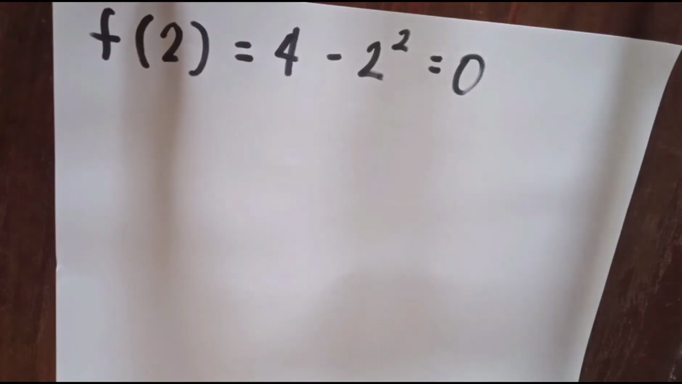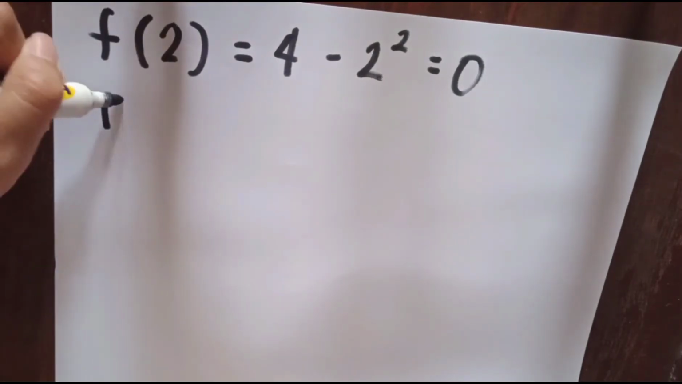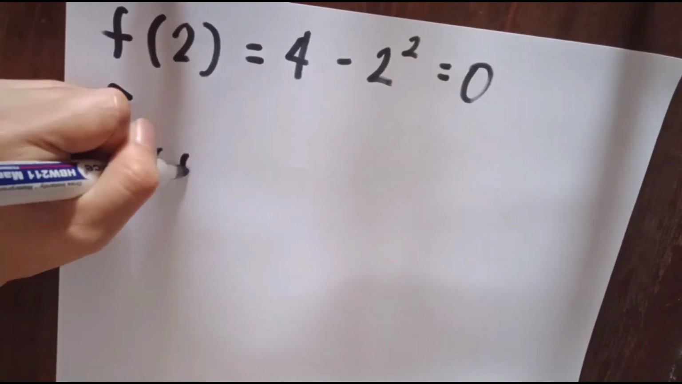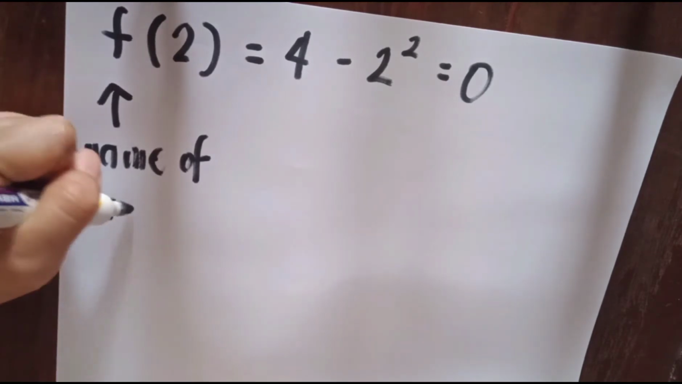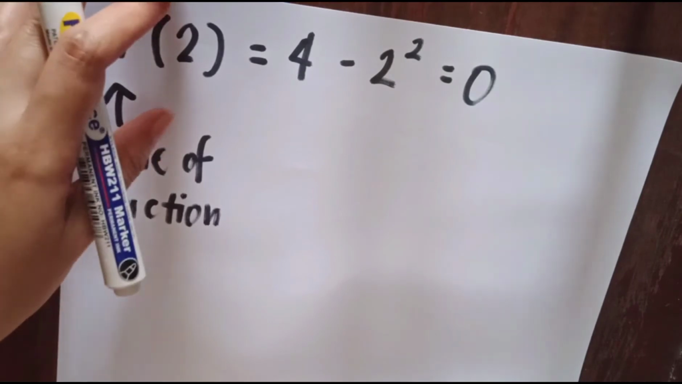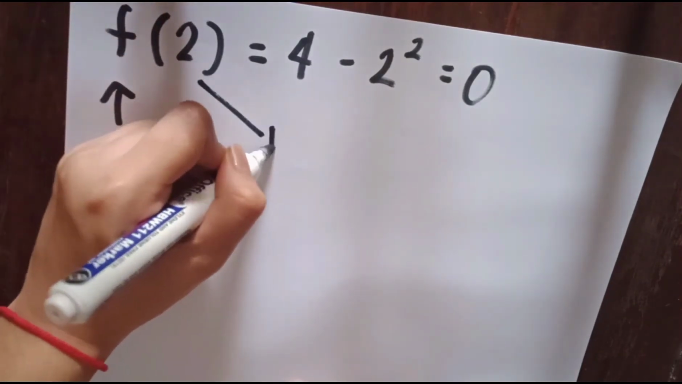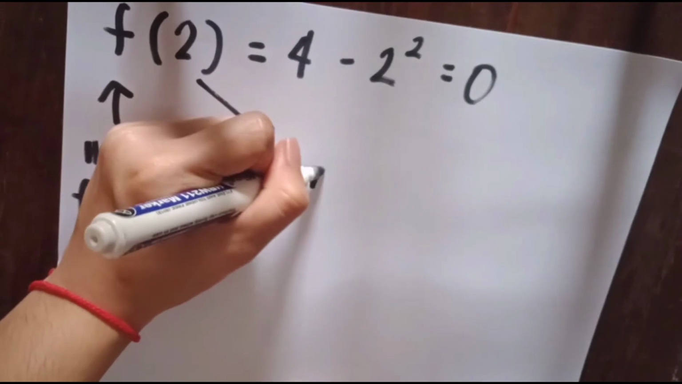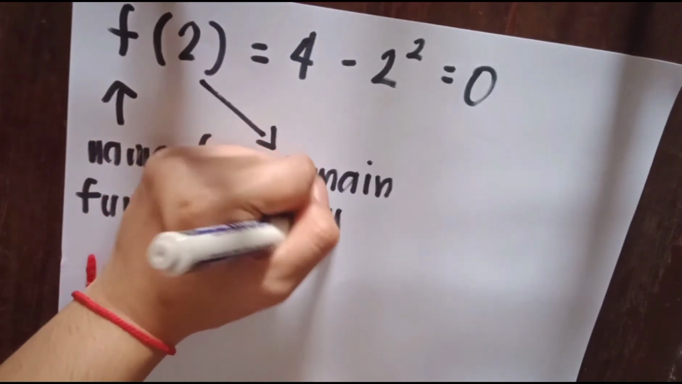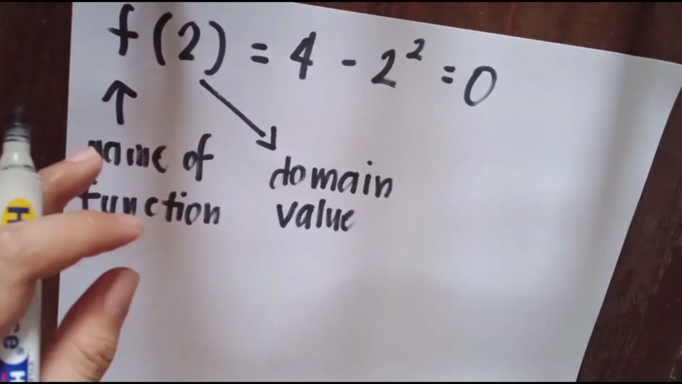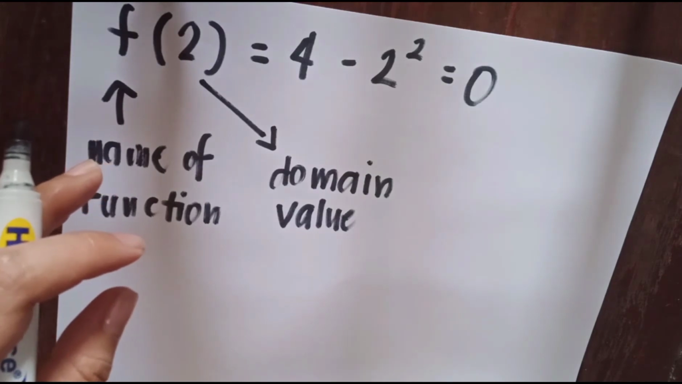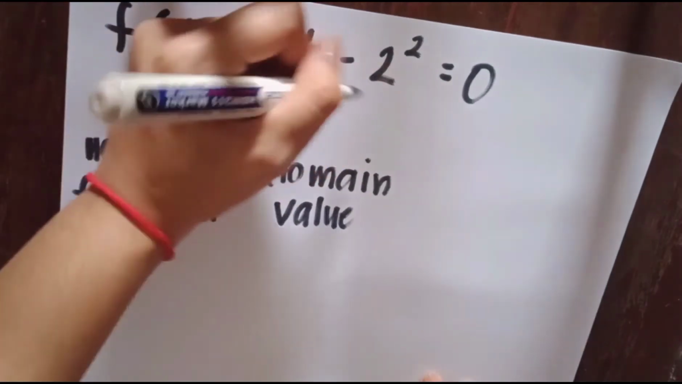The name of the function is f. The domain value is 2. The value of the function is 4 minus 2 squared equals 0.